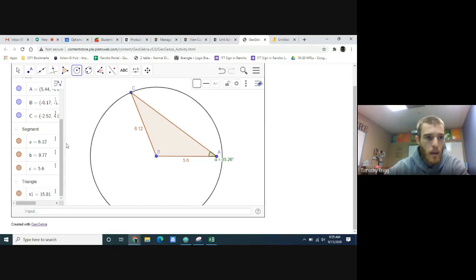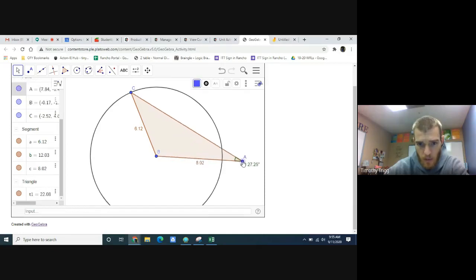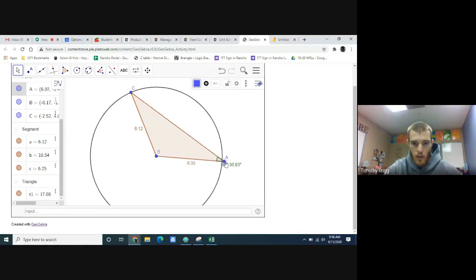Okay. Now, I might have messed up my triangle a little bit. What I would want is actually, I want to move this one so it's kind of outside the circle like that. Okay. So if your angle A is inside the circle, go ahead and move it to where it's outside the circle. That's going to change some of these measurements. That's okay.